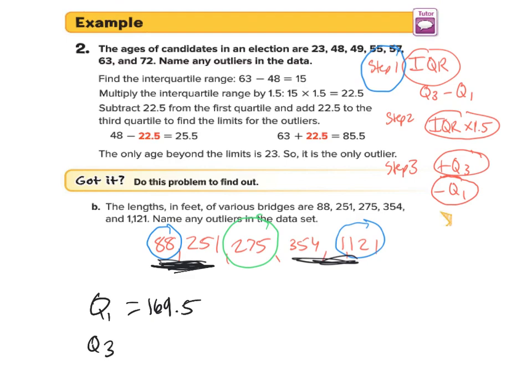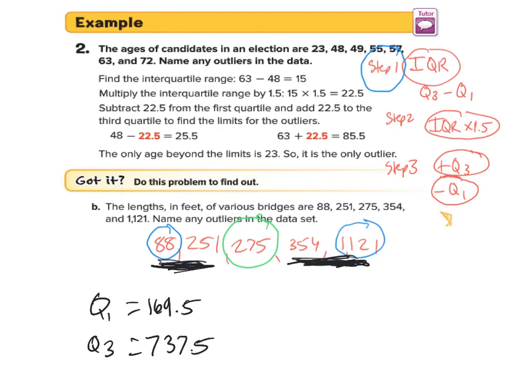Okay, write that down. Now let's find our third quartile. That's our middle upper number. I don't have a middle number. I have two middle numbers, right? So I have to add them up. 354 plus 1121 and divide by 2. So there's my third quartile, 737.5.